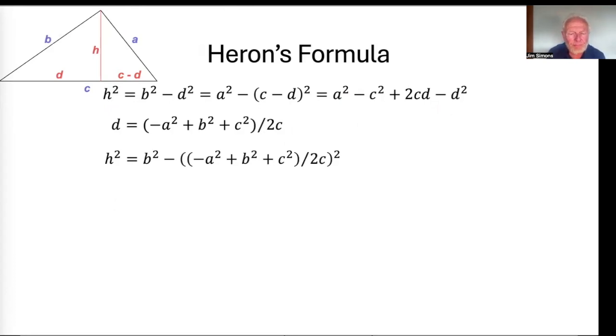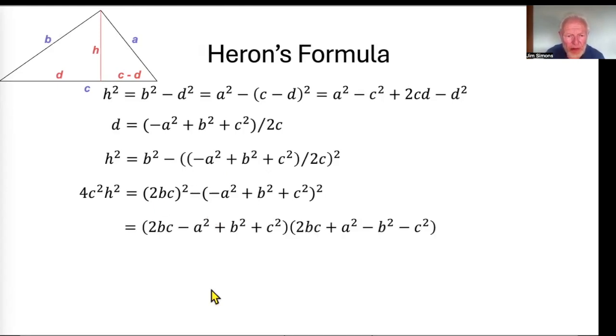That's good. Right, now to make progress on this, it's sensible to multiply the whole thing by the square of 2c. So we get 4c squared h squared equals (2bc) all squared minus this thing squared. Well, this is the difference of two squares, isn't it? So we can factorize it like that. And then, rather prettily, here we have b squared plus c squared plus 2bc. So that's (b plus c) squared minus a squared. And here we have a squared minus (b minus c) squared.